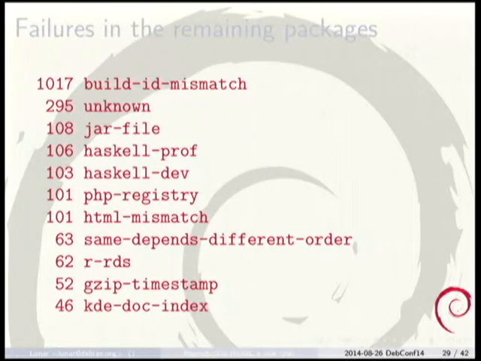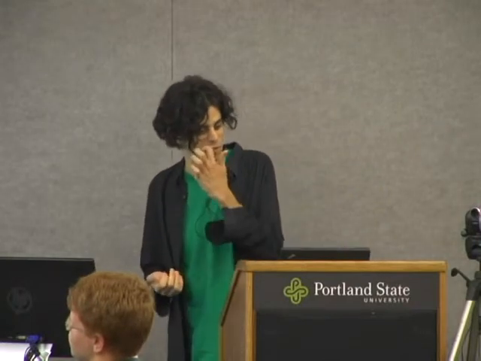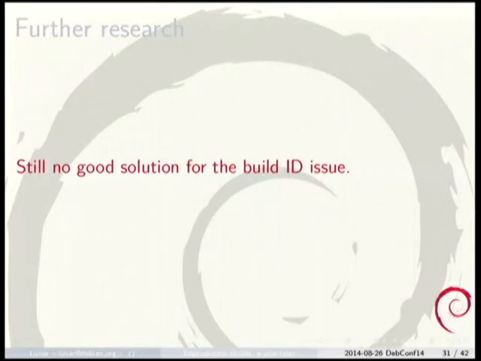Yeah. So jar files, there was a problem; Haskell files, there was a problem; PHP registry capturing the build path; gzip timestamps; mono, there's something with mono going on. I don't know. There was docbook-to-man, like a timestamp in there. There's a couple of other low hanging fruits that could benefit a lot of packages at once. But right now we still have no good solution for the build ID thing, the DWARF.